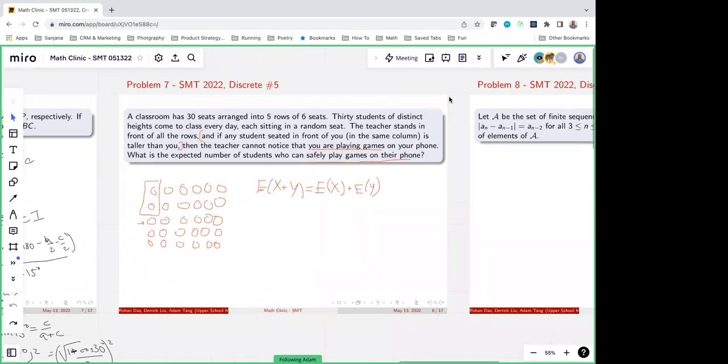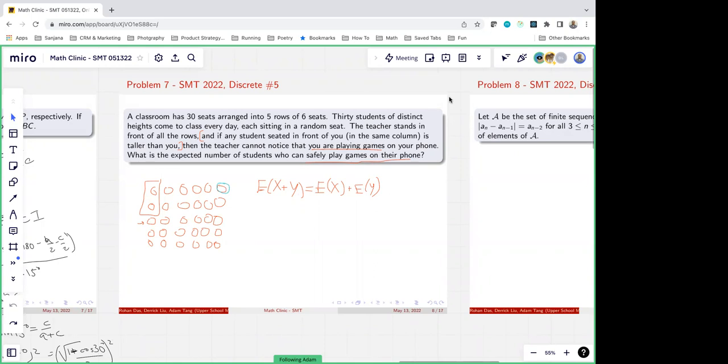How can we apply this fact to this question? Well, thanks to this fact, we can consider each student separately, find the expected value, pretty much the probability that they're able to play games, and then add up all 30 of these. We can calculate them separately, so it makes finding this answer much easier.